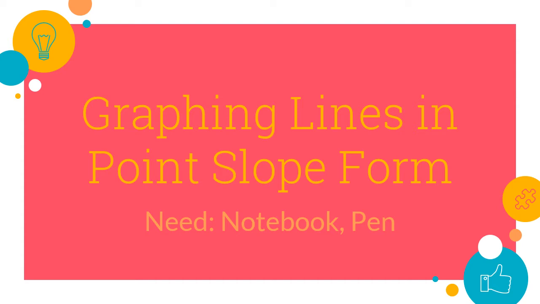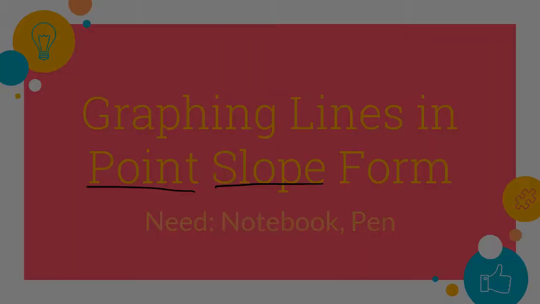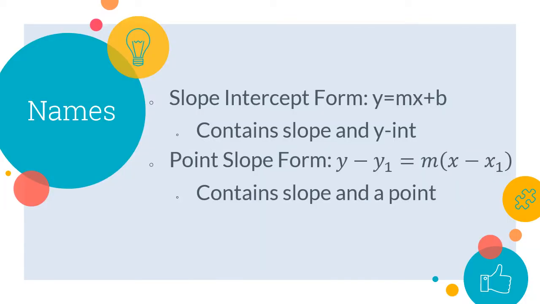Make note of the name, point-slope. The name tells us the information that will be given in the equation. So what you're already familiar with is slope-intercept form. Slope-intercept form contains the slope of m and the intercept of b, which is the y-intercept.